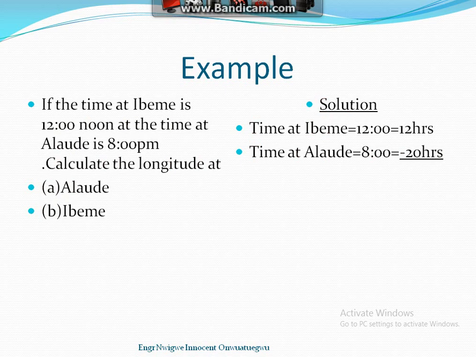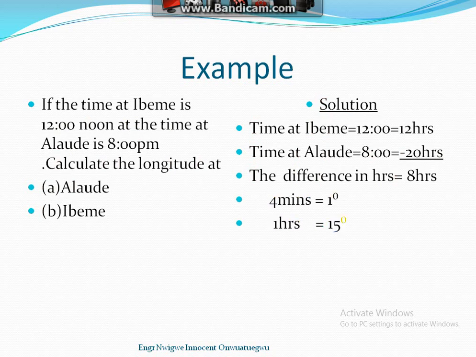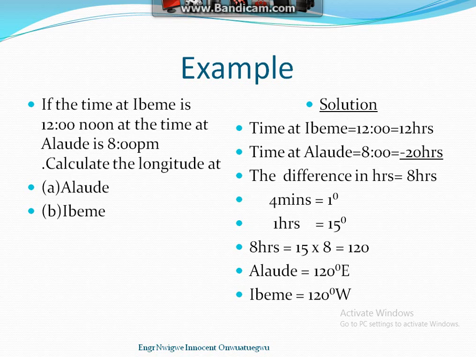We find the difference in hours. We have 8 hours. 4 minutes is equal to 1 degree. 1 hour is equal to 15 degrees. 8 hours, the time difference between Ibeme and Alude, is now 15 times 8, which is 120. Alude is 120 degrees east, Ibeme is 120 degrees west.